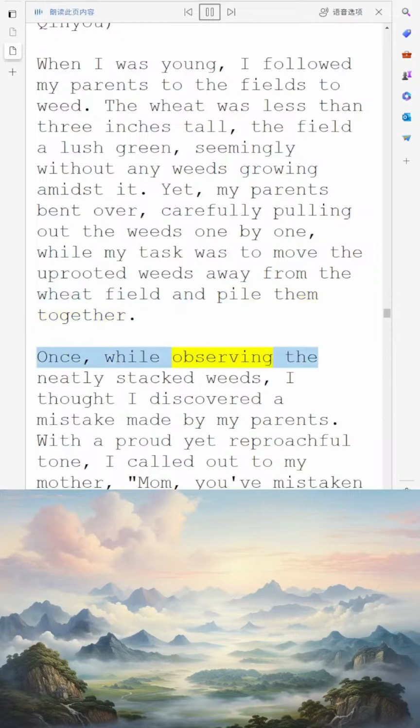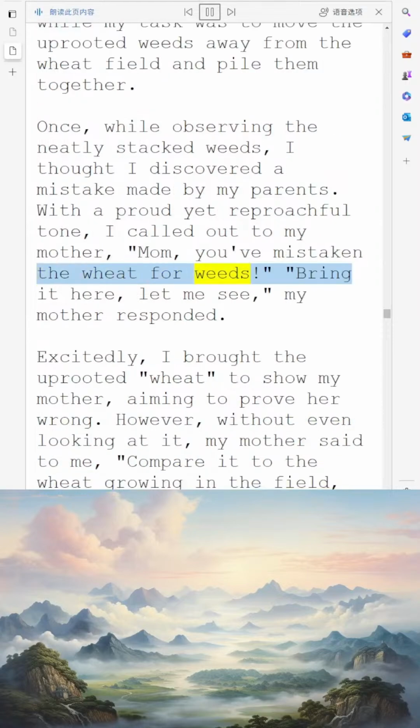Once, while observing the neatly stacked weeds, I thought I discovered a mistake made by my parents. With a proud yet reproachful tone, I called out to my mother, "Mom, you've mistaken the wheat for weeds." "Bring it here, let me see," my mother responded. Excitedly, I brought the uprooted wheat to show my mother, aiming to prove her wrong. However, without even looking at it, my mother said to me, "Compare it to the wheat growing in the field."